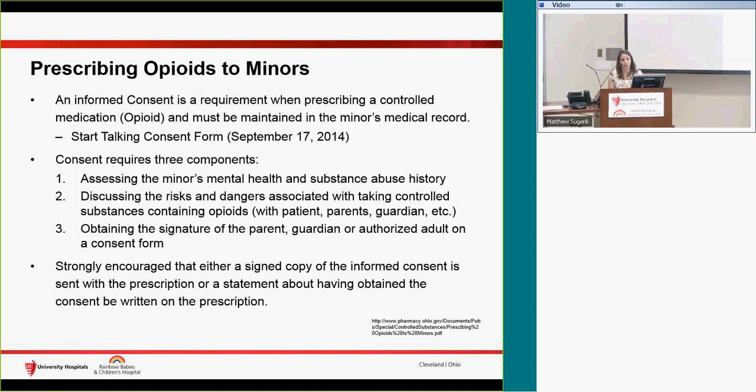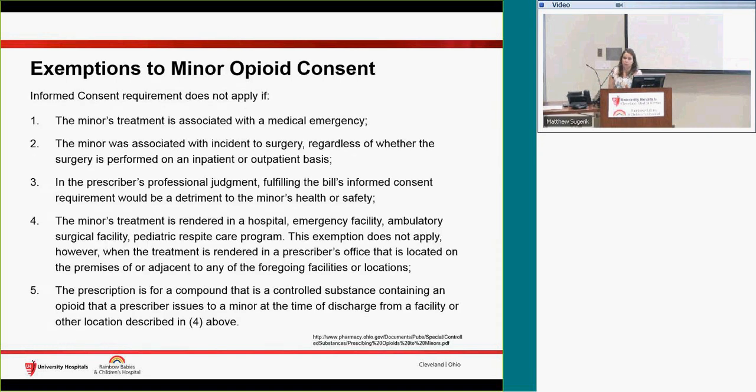I strongly encourage that when you are writing a prescription for a controlled substance, you either make a statement saying that you have this consent complete and within your documents and charts, or you send a copy with the prescription. So the people that need consent forms are any pediatric patient, except a medical emergency, or if this prescription is related to surgery. It requires personal judgment: if you were to do this, it would be a detriment to the minor's health or safety.